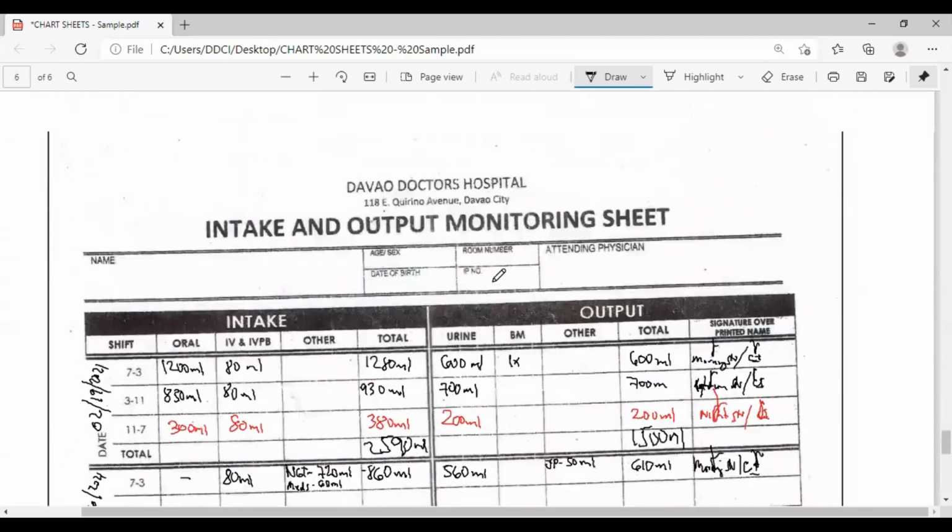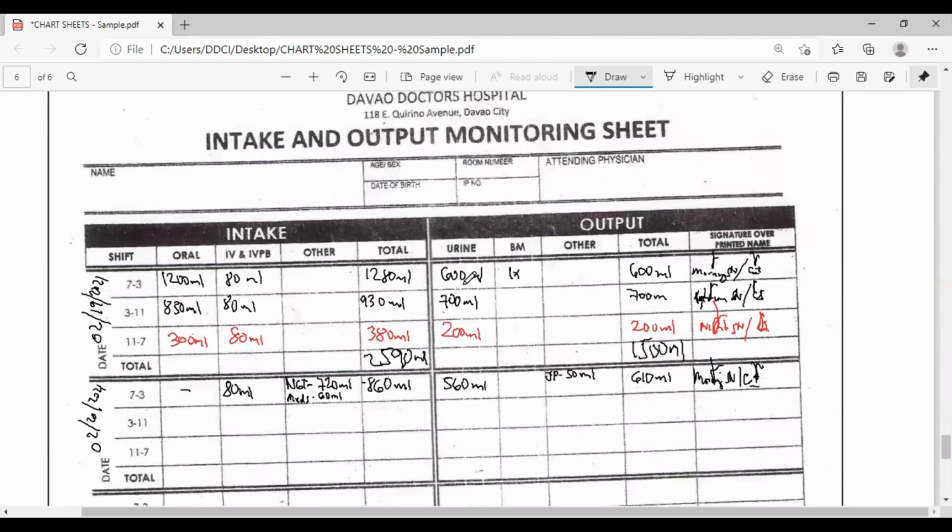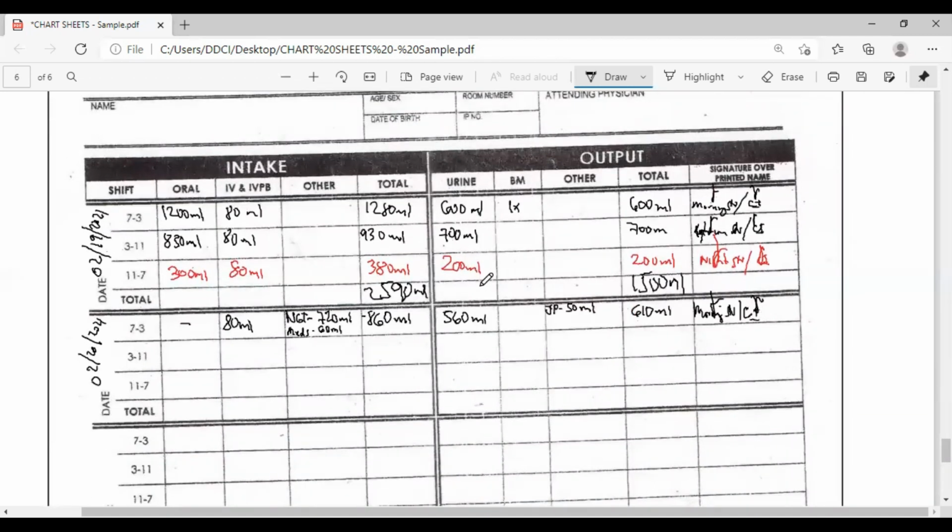Okay? So for I&O, intake and output, this is an example. We have here the morning shift and then the night shift. Okay, and also I've included, if the patient has an NGT, you write it in the category of others. So in others, you have NGT, how many ml of feeding, you have your meds, and then you have your total, same as before.